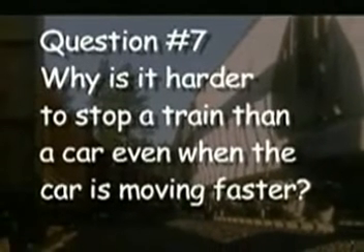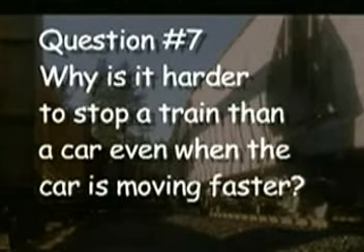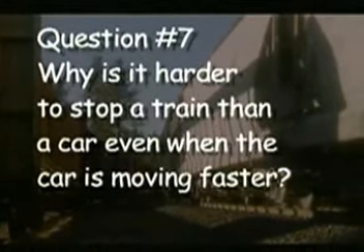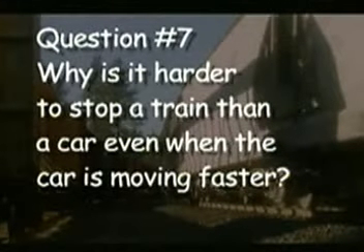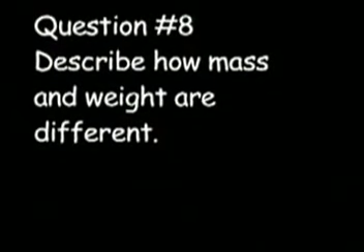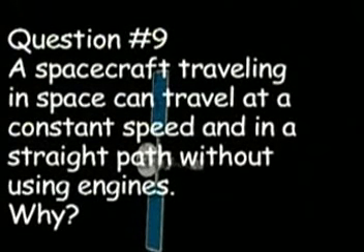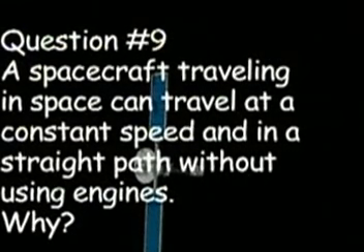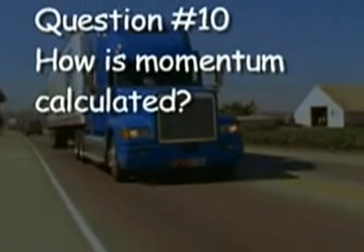Question number 7. Why is it harder to stop a train than a car, even when the car is moving faster? Question number 8. Describe how mass and weight are different. Question number 9. A spacecraft traveling in space can travel at a constant speed and in a straight path without using engines. Why? Question number 10. How is momentum calculated?